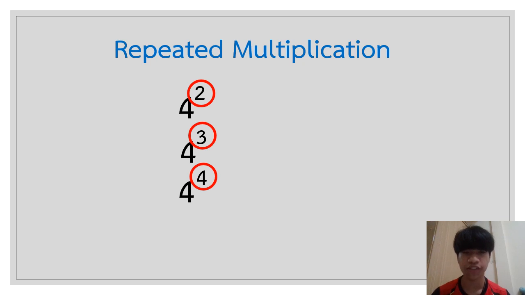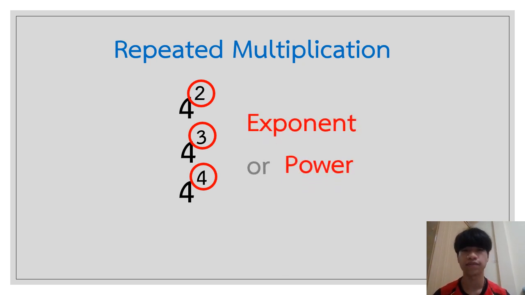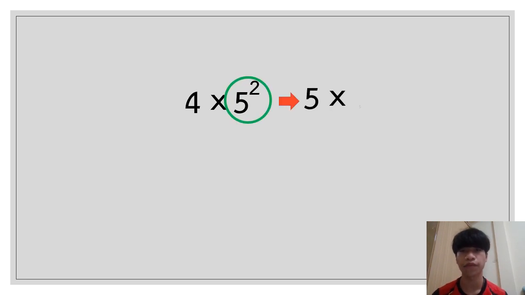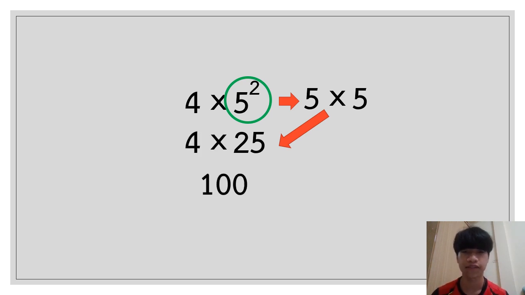The small number is called an exponent or power. For example, 4 times 5 power 2. You see the exponent? 5 power 2 is 5 times 5, which is equal to 25. And 4 times 25 is 100.